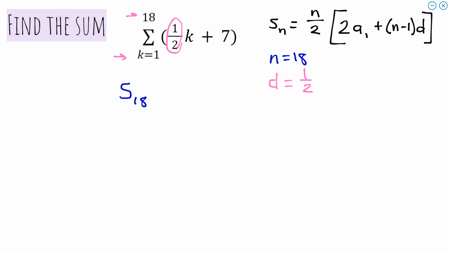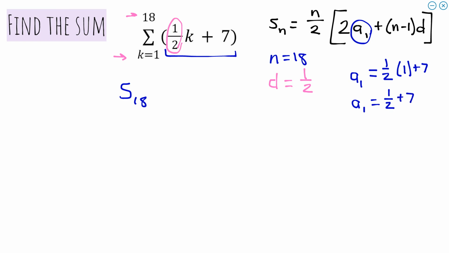We at least need our a sub 1 because we need our a sub 1 here. So a sub 1, we're going to use our rule here, substituting in our 1 for k. So it's going to be our 1/2 times 1 plus 7. So our a sub 1 is 1/2 plus 7, or 7.5. So, I mean, I guess we don't need our a sub 18. I have it written down here for some reason.